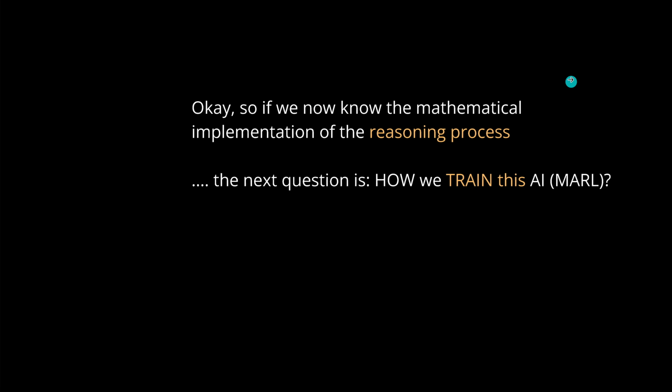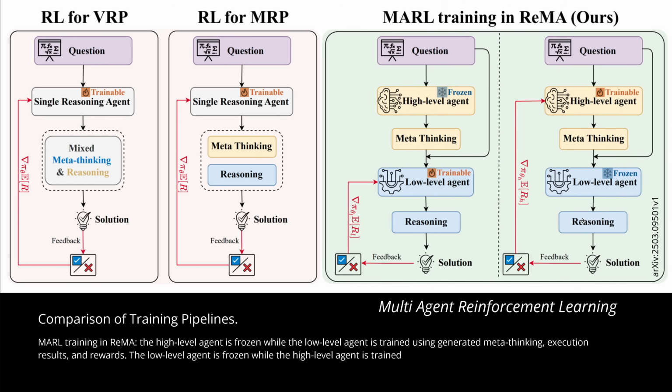So if we know now the mathematical implementation of this new advanced reasoning process for two different agents, the next question is simple, no? How do we train this dual agent system, this multi-agent reinforcement learning system? What algorithm do we use? Now, as I told you, let's just look at the right-hand side. It is rather easy, no?